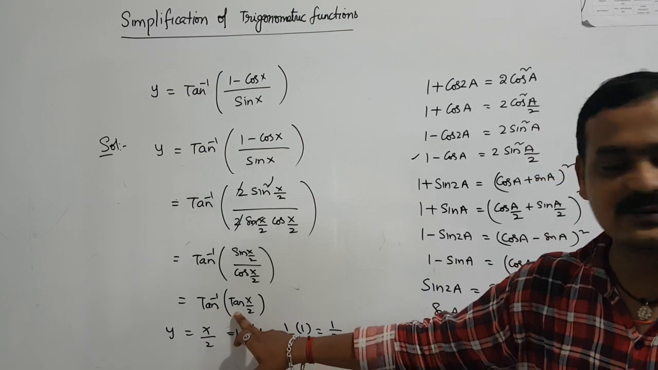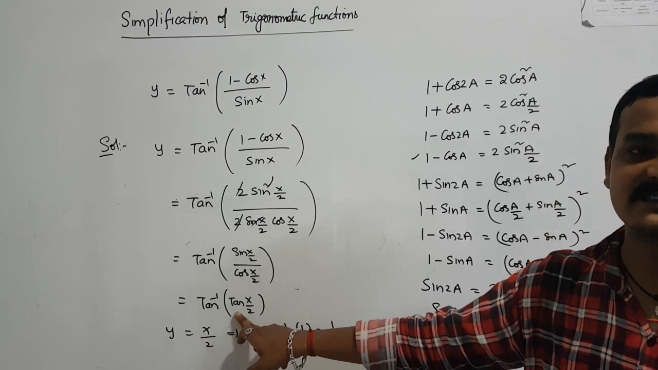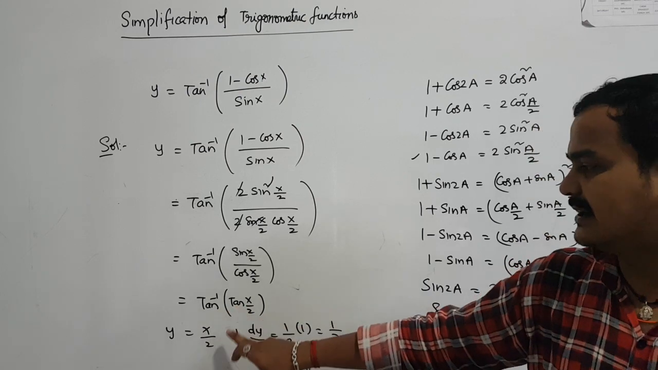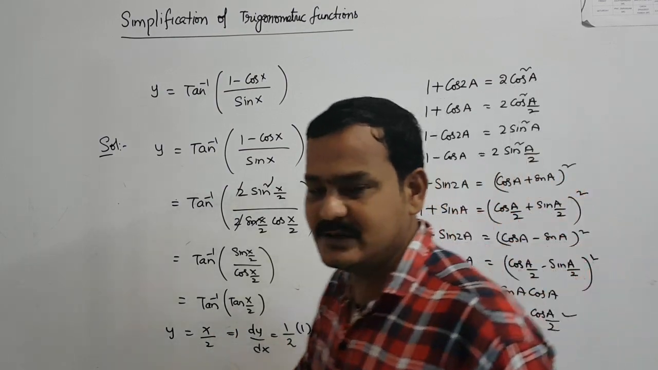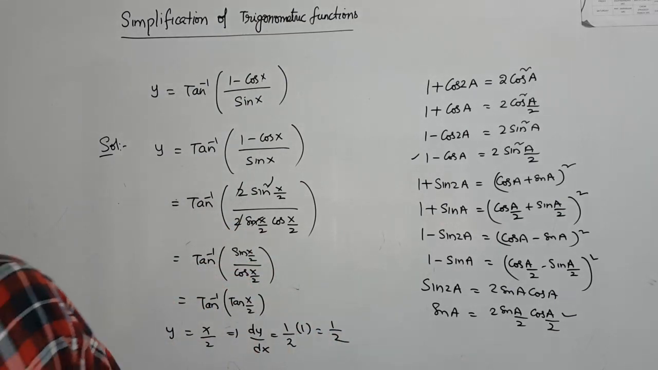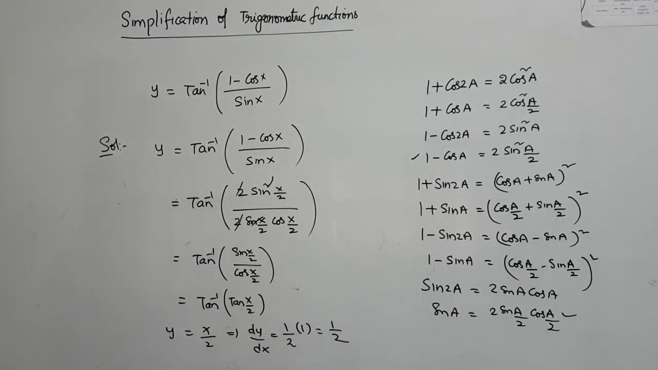Tan inverse of tan x by 2. In yesterday's class I said that both can be cancelled, so it is x by 2. For the derivative, the derivative of x is 1, and with 1 by 2 you can easily get the derivative of this. This is the simplification method.